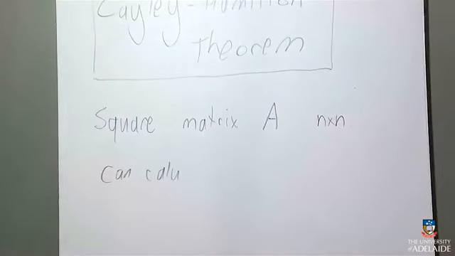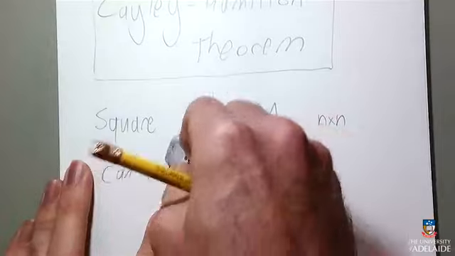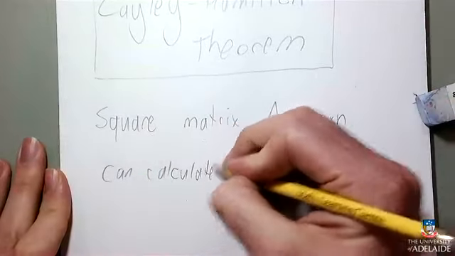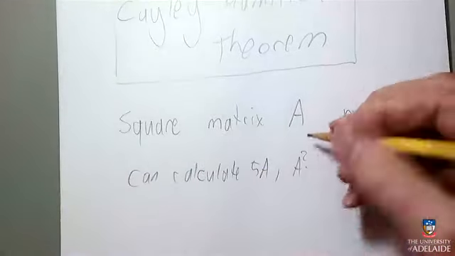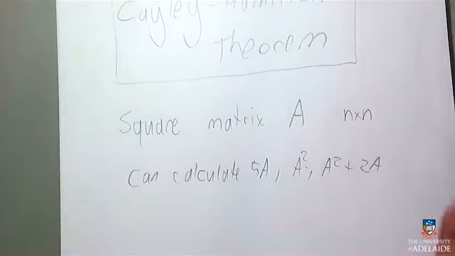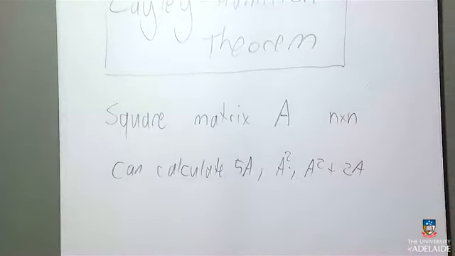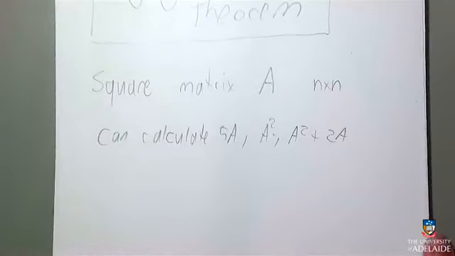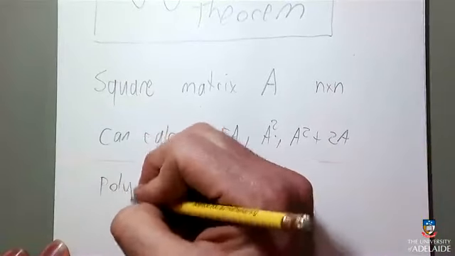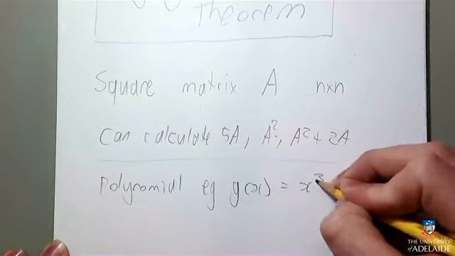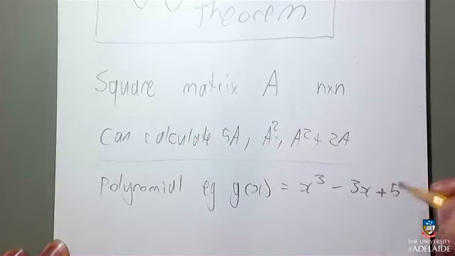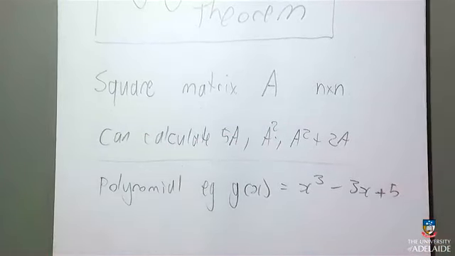So you can calculate 5A and A plus A squared and A plus A squared plus 2A, and any number of things you can calculate from a square matrix A, just like you can with a number, okay? And if you have a polynomial, e.g. like g of x, maybe x cubed minus 3x plus 5 or something, then you can calculate what that polynomial works out to for various numbers, and you can factorize it, and all those sorts of things.